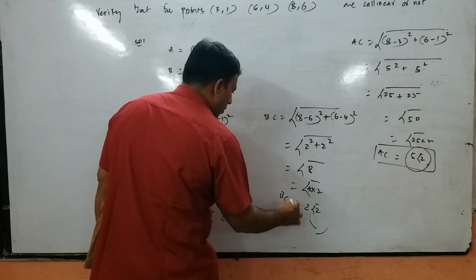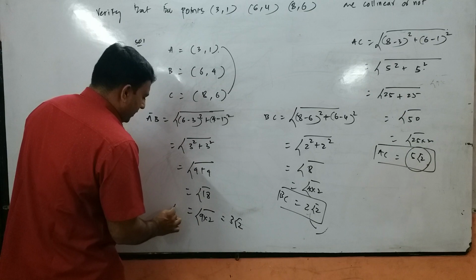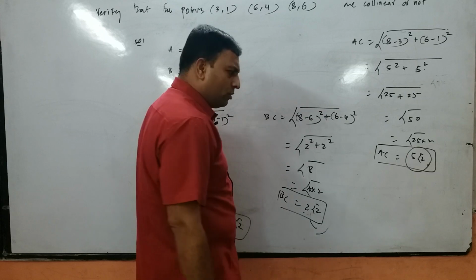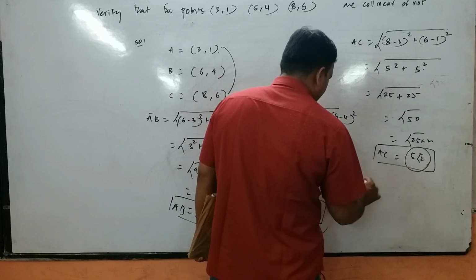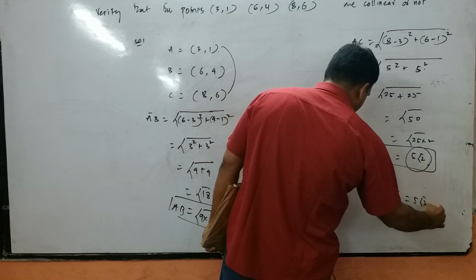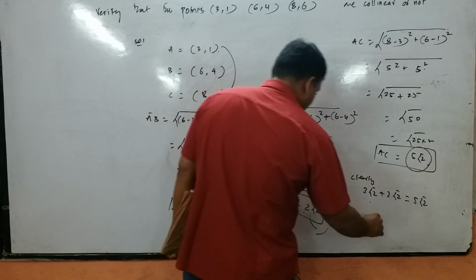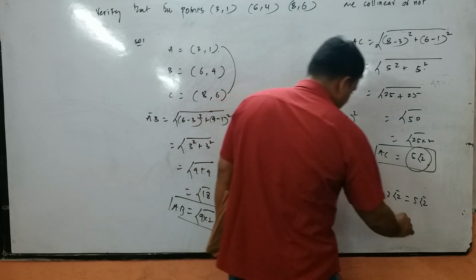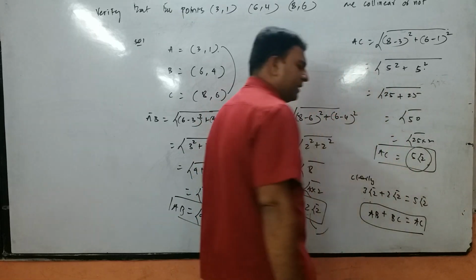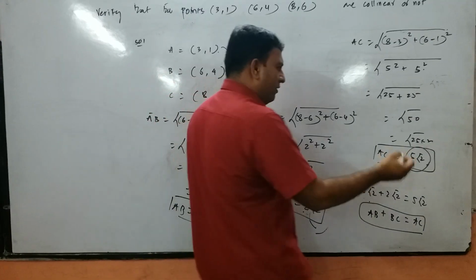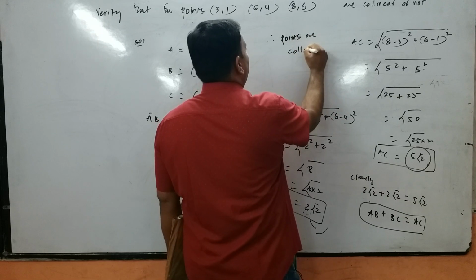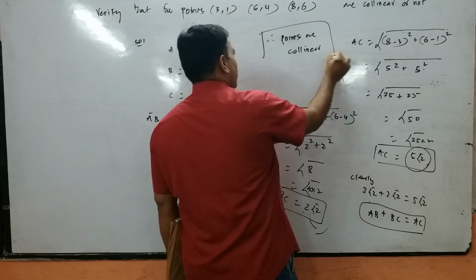What plus what will give you what? This is BC and this is AB. Just check. 3 root 2 plus 2 root 2, is it equal to 5 root 2? So I will write 3 root 2 plus 2 root 2 is equal to 5 root 2. What is 3 root 2? AB. What is 2 root 2? BC. What is 5 root 2? AC. Don't you feel one of those linear conditions is satisfied? AB plus BC is equal to AC. So I will declare, therefore, the points are collinear. Is it clear to you?